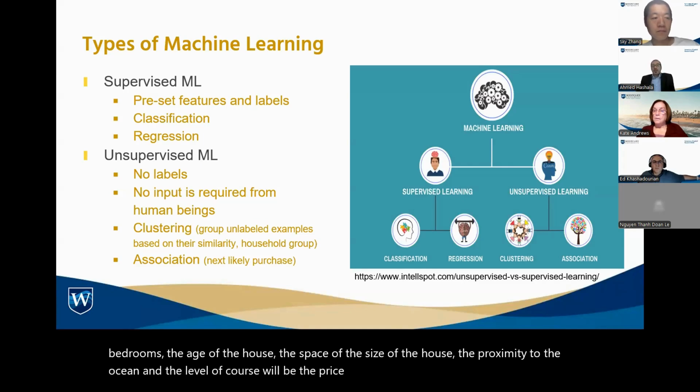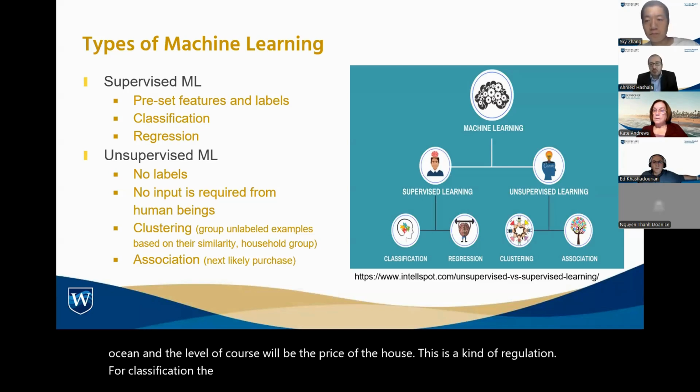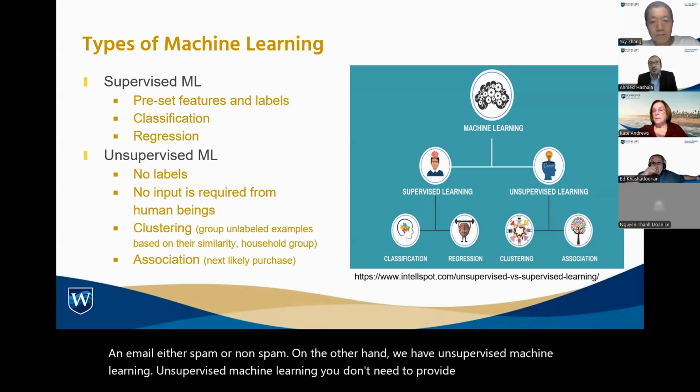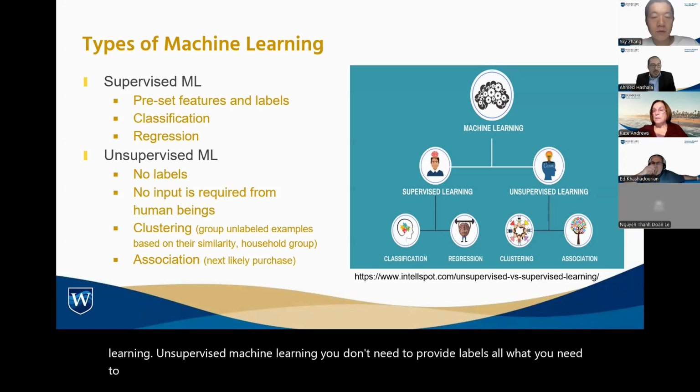This is a kind of regression. For classification, the label will be either true or false. Suppose you need to identify an email as either spam or non-spam. On the other hand, we have unsupervised machine learning. In unsupervised machine learning, you don't need to provide labels. All you need to provide is data.